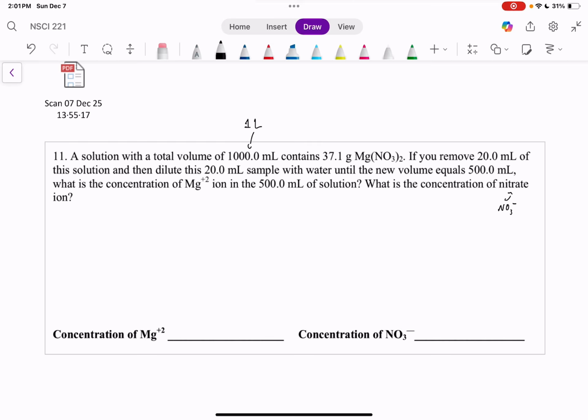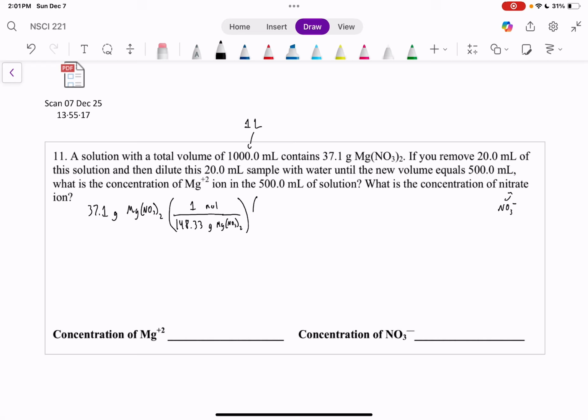So I want to start with 37.1 grams of Mg(NO3)2, and I want to convert this to moles. The molar mass of this compound is 148.33 grams of Mg(NO3)2 per 1 mole.